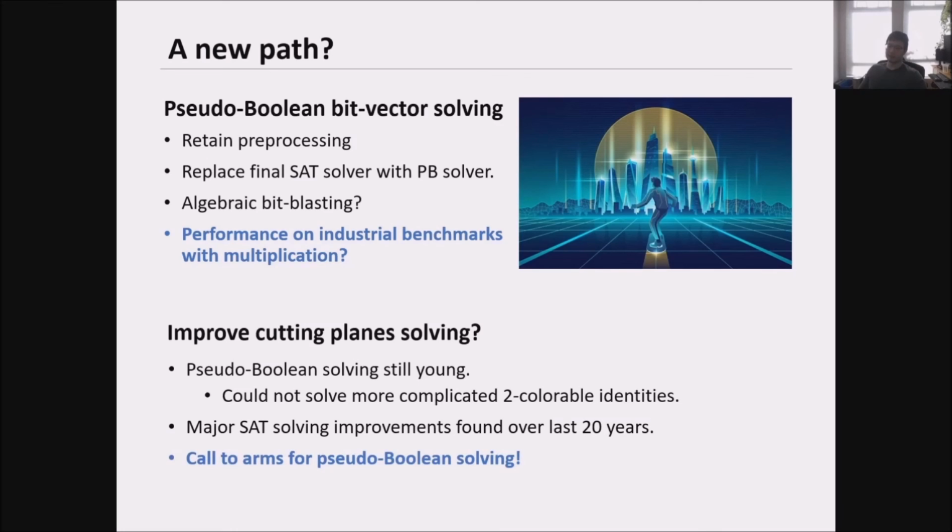We see our work as a call to arms for pseudo-Boolean solver development, focusing on the features that will be useful for solving these kinds of bit vector problems. We hope that spreading the word on these multiplier problems could spur more work on new methods and heuristics for pseudo-Boolean solvers that could carry out more of this cutting planes reasoning in practice.